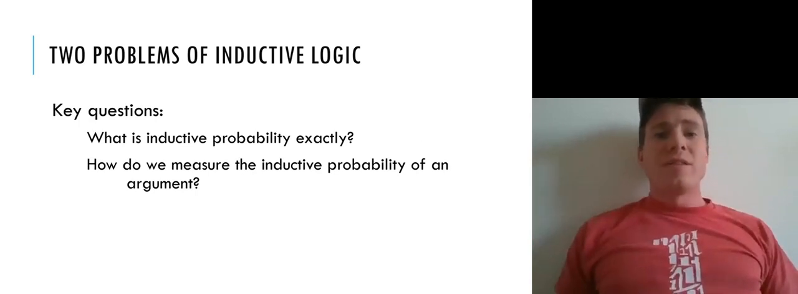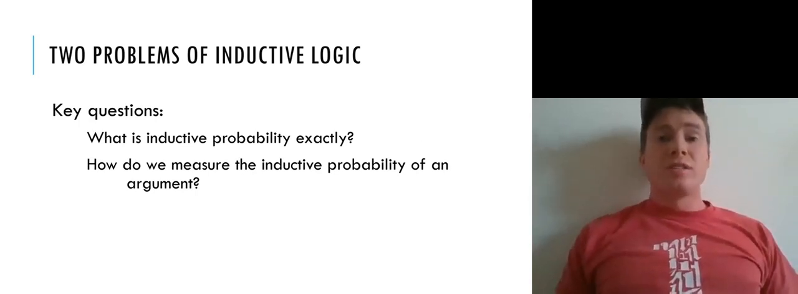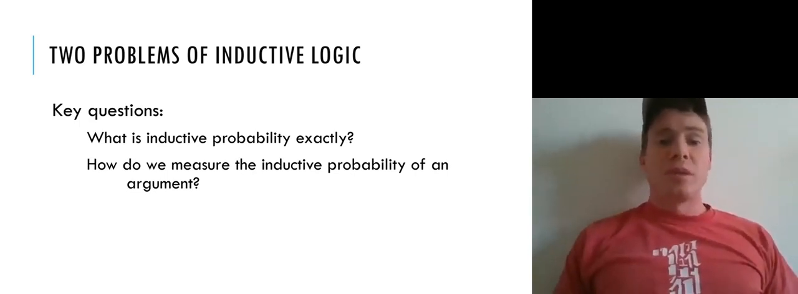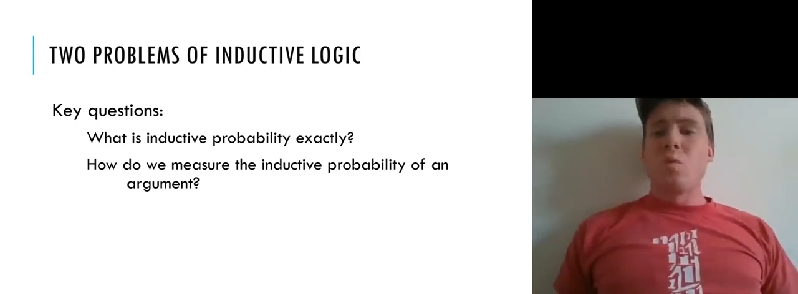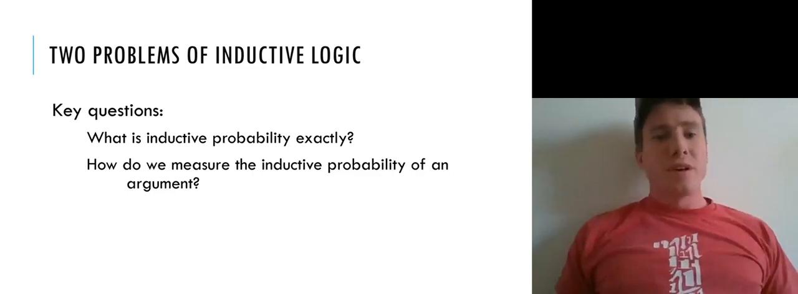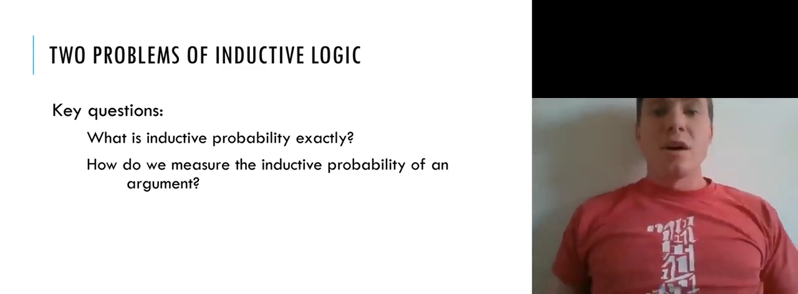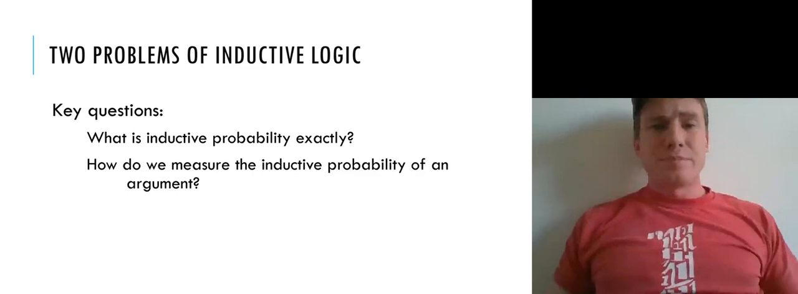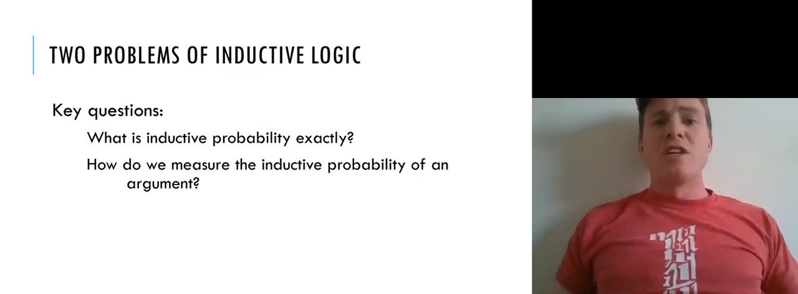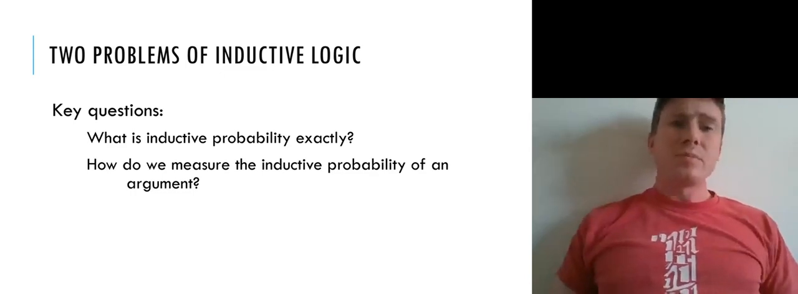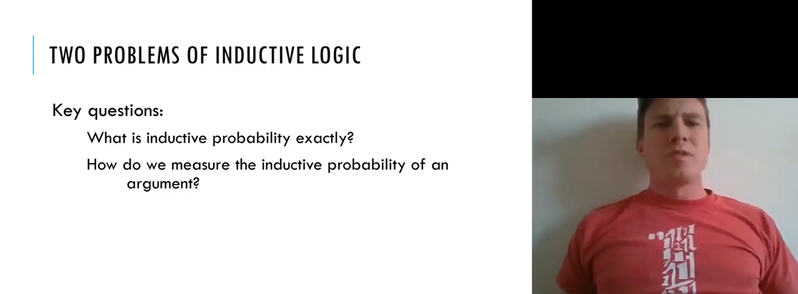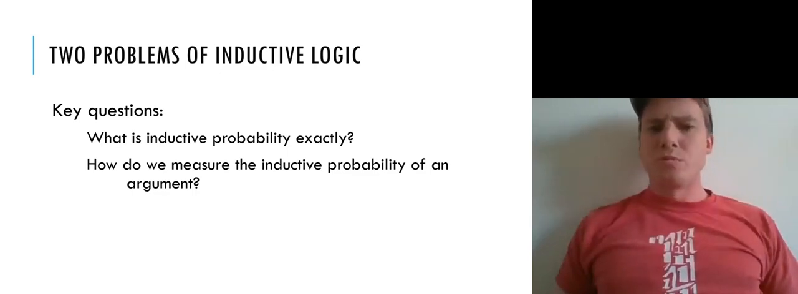So if we want to come up with a more rigorous inductive logic to be comparable to systems of deductive logic that philosophers and others have developed, there are a few questions we're going to have to answer. First, what is inductive probability exactly? We've given a definition of it: the inductive probability of an argument is a measure of the extent to which the argument's premises render its conclusion probable. But we need to make that a little more precise. What exactly is it for the premises of an argument to render its conclusion probable?